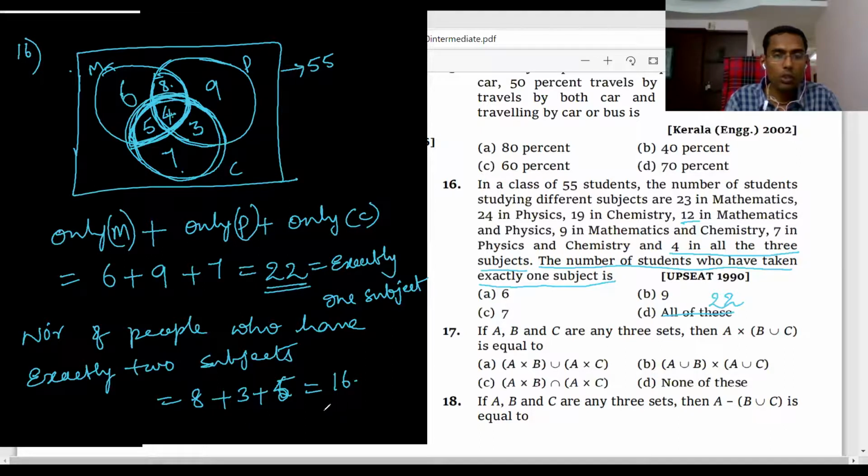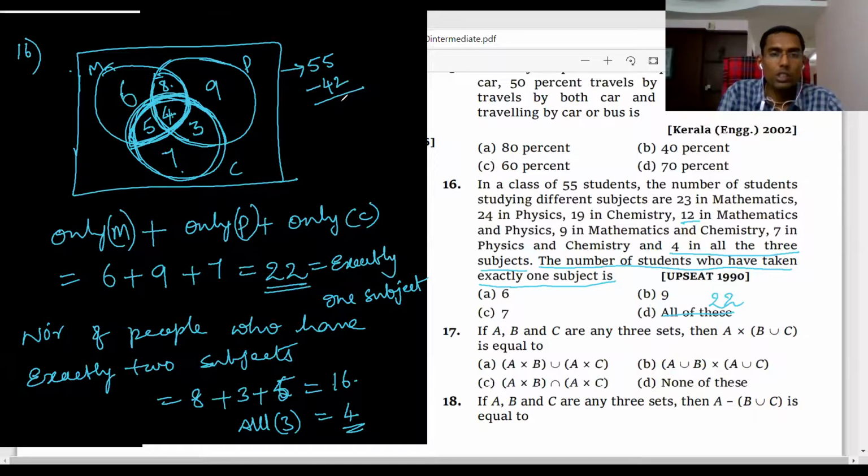Those who have taken all 3 subjects is 4. All 3 subjects is 4. Now, if I add this, 16 plus 4 is 20. 20 plus 22, 42. Out of this 55, 42 people have taken at least one subject.